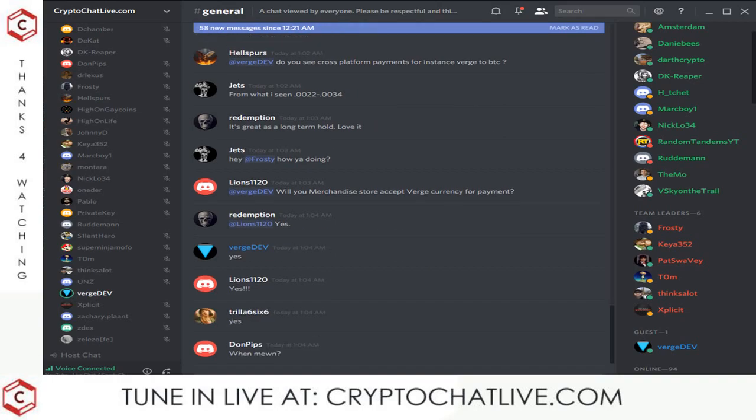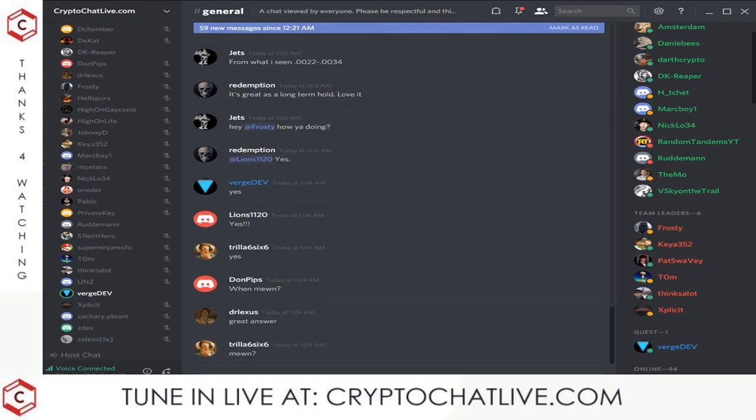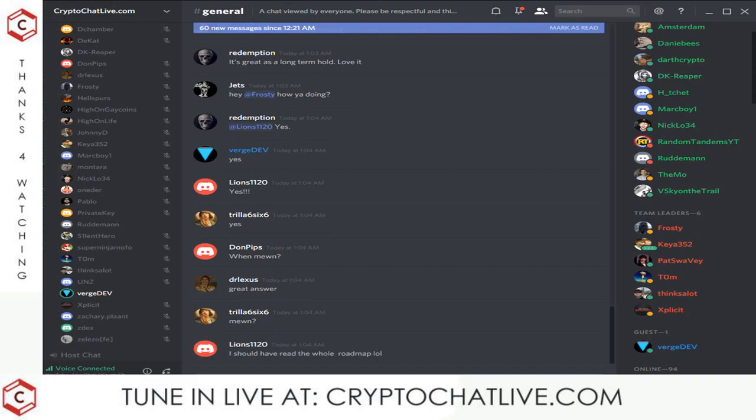951 wonders where he can see the rich list for Verge. We have so many block explorers, and I have to actually scale the Verge currency.info one up a bit. So I'll put that one back up in the next day or two, and it'll have a rich list on it. Right now, I had it on a really small server, so I have to upscale it.